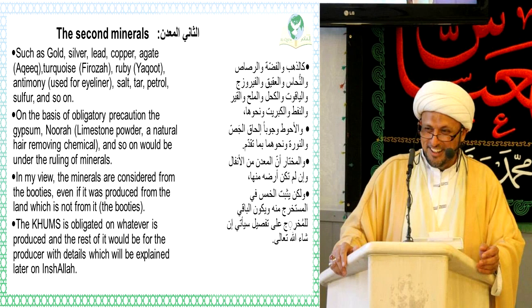Wal-fayruzaj, turquoise. And aqiq, we can also say aqiq. Yaqut, ruby. Wal-kuhl. Kuhl is the material, jade. Okay, aqiq is jade. Wal-kuhl is the eyeliner, but we are talking about the material of the eyeliner, the mascara. I think the material, if I am not mistaken, is called collyrium, something like that, but I'll have to double check it. So it is the material for making eyeliner.